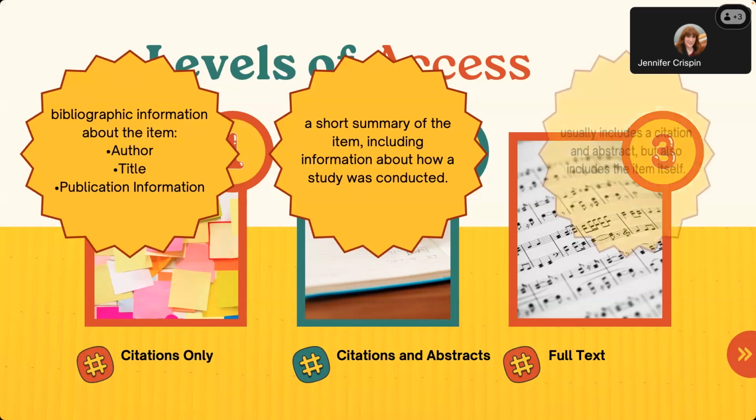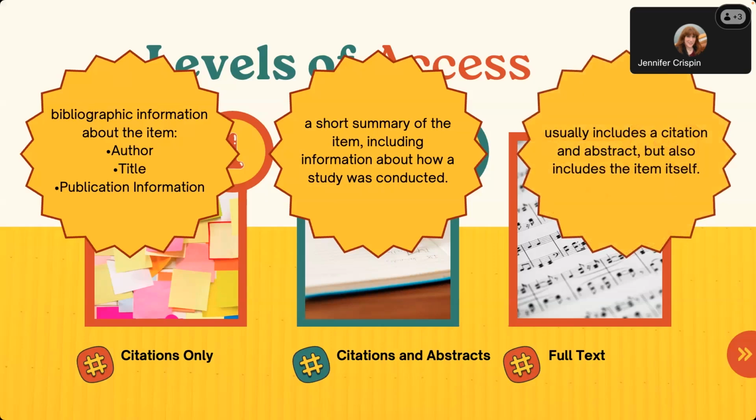But of course, the one that will probably serve your purposes the best is what we call the full text databases, or databases with full text items in it. And the full text usually includes a citation and an abstract, but also includes the item itself. And a lot of our databases are a mix of both citations and abstracts and full text, but we have ways to filter or limit what you get when you're searching so that you can look only at items that you actually have access to right now.